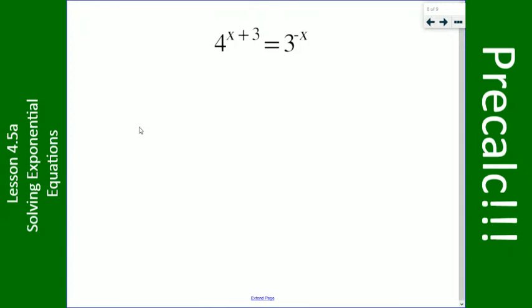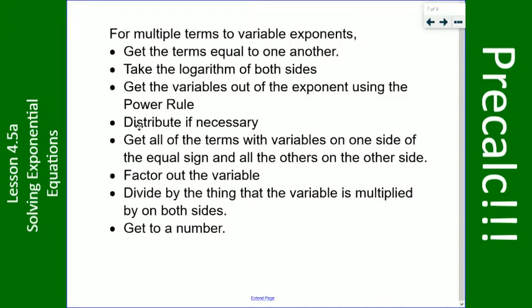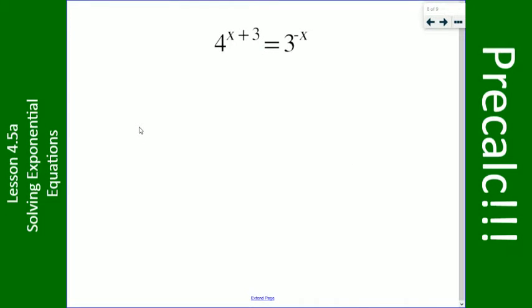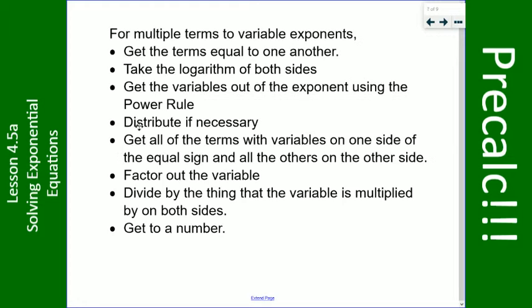Okay. So we have 4 to the x plus 3 is equal to 3 to the negative x power. Okay? So what does that look like? How can we work with this? Well, let's go back to our steps. We want to get both those terms equal to one another. Check. We did it. Then we want to take the logarithm of both sides, okay?